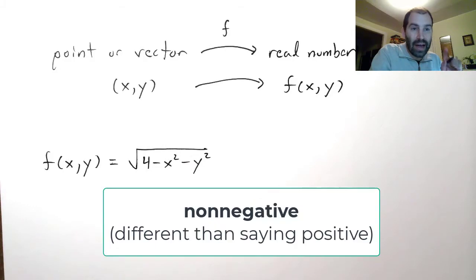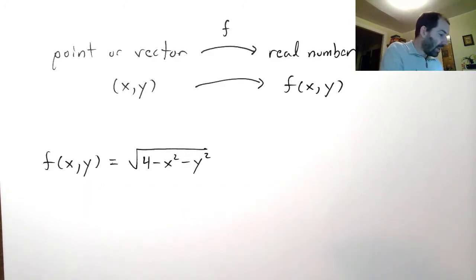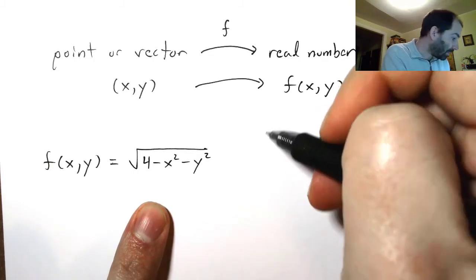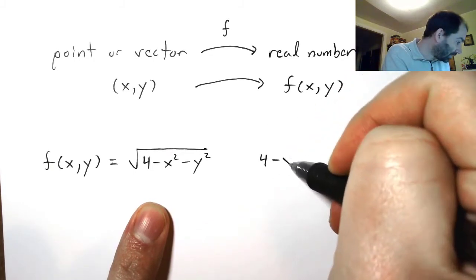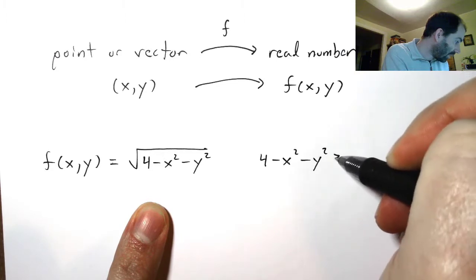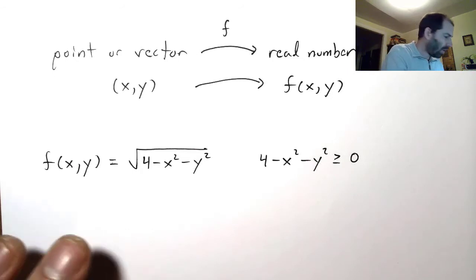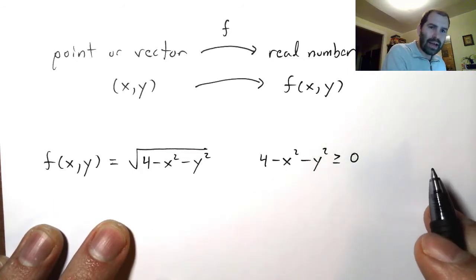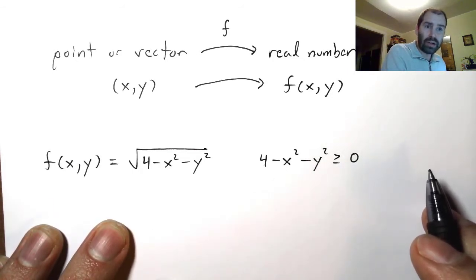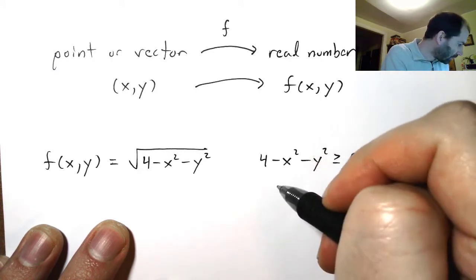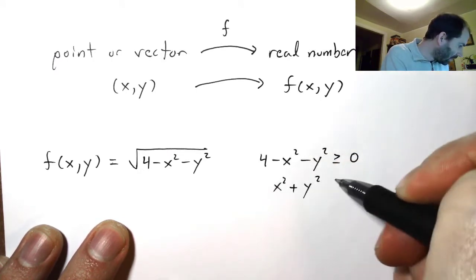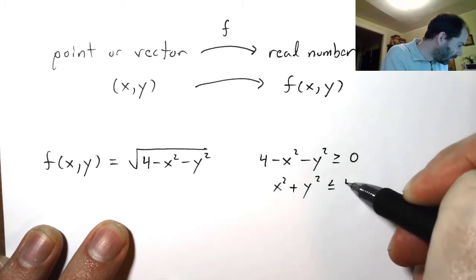Now, notice I don't say positive, because it could be 0. So I'm careful to say non-negative instead of positive. Those are subtly different things. So that's what we need to find the domain. We need to explore when this thing is non-negative. Okay, well, let's just use a little bit of algebra and solve this inequality. Using a little bit of algebra here, I think you'll see pretty quickly that this is equivalent to this inequality.